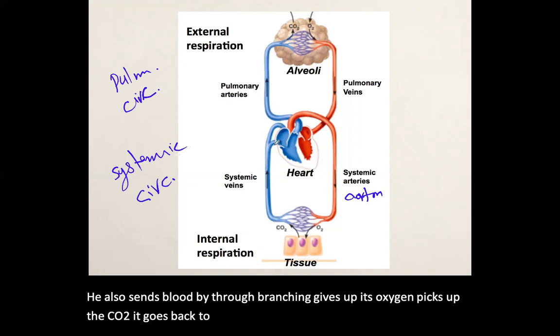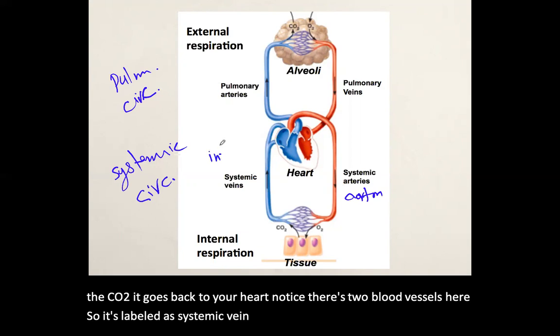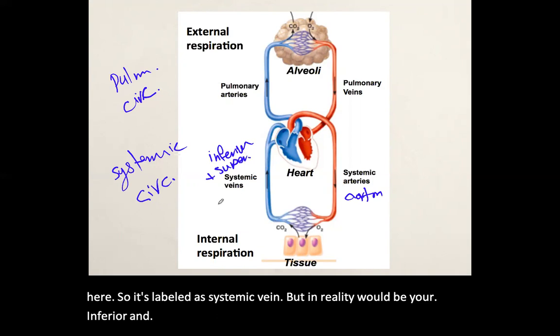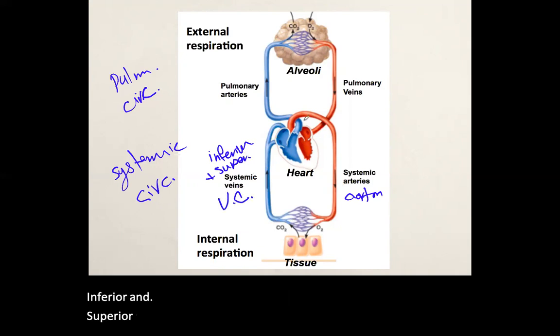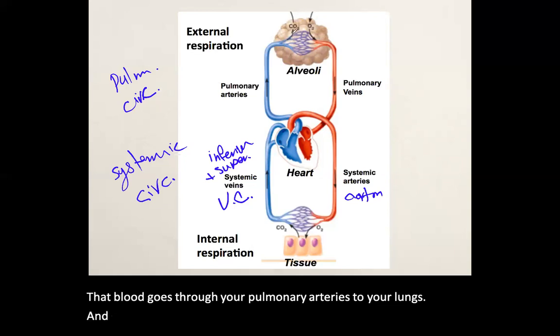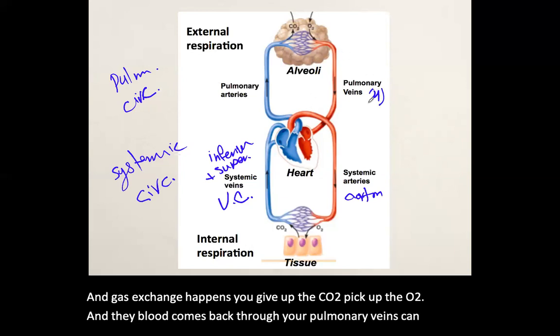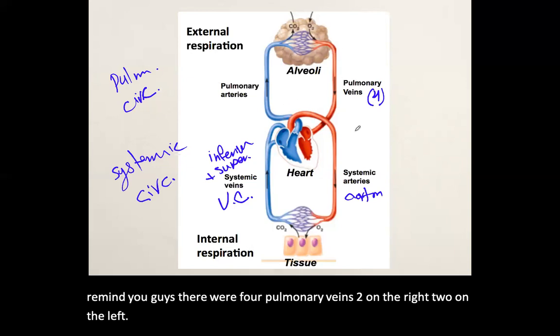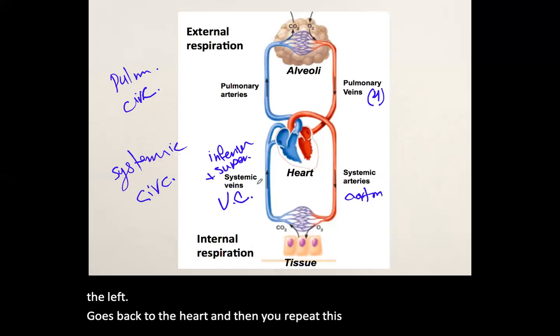Notice there's two blood vessels here. So it's labeled as systemic vein, but in reality would be your inferior and superior vena cava. That blood goes through your pulmonary arteries to your lungs, and gas exchange happens. You give up the CO2, pick up the O2, and the blood comes back through your pulmonary veins. Kind of remind you guys, there were 4 pulmonary veins, 2 on the right, 2 on the left. Goes back to the heart, and then you repeat this whole process over and over again.